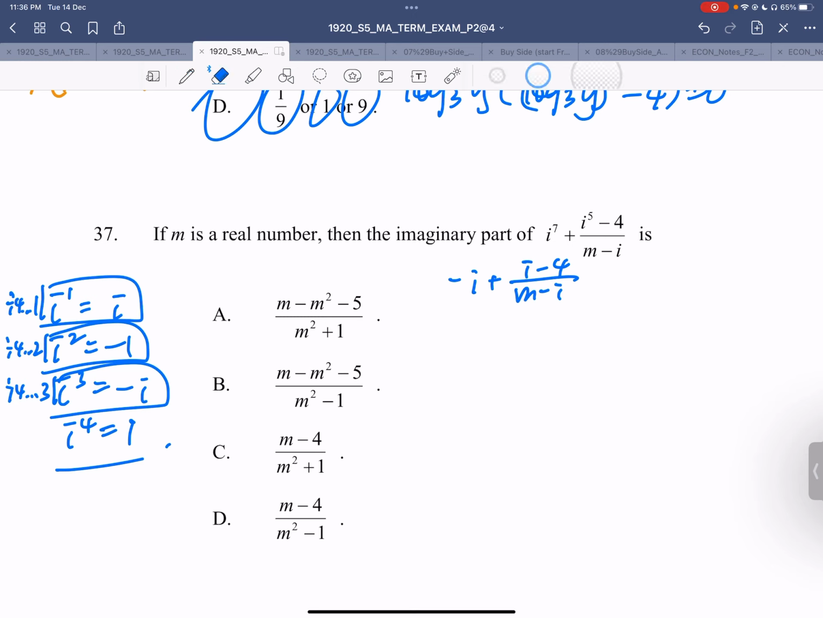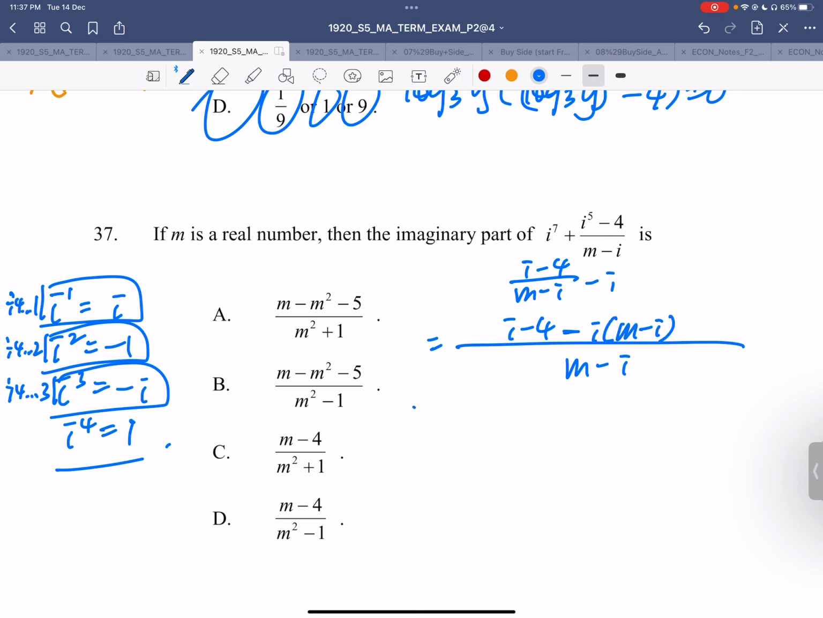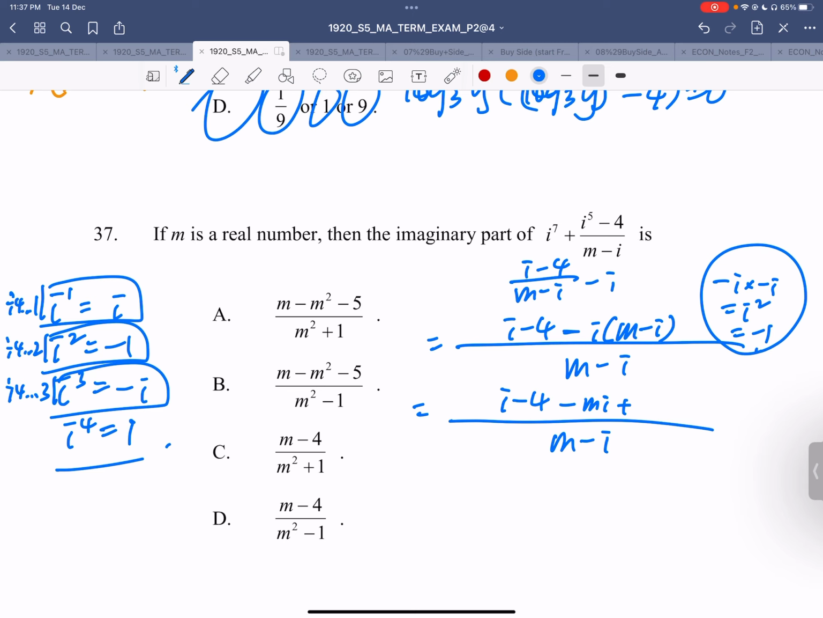So let me move the -I to here. So, all right, then let's take a common denominator first. -I minus 4 minus I times m minus I equals m minus I minus 4 minus mi plus I squared, okay? -I times -I is I squared. I squared is -1, right? So you can directly write -1, okay?